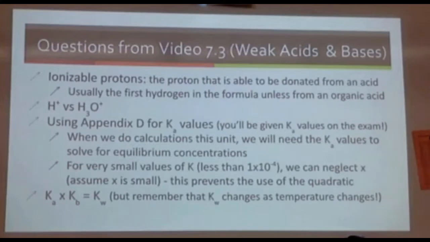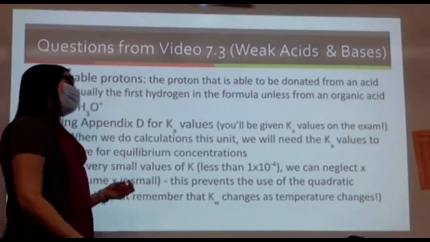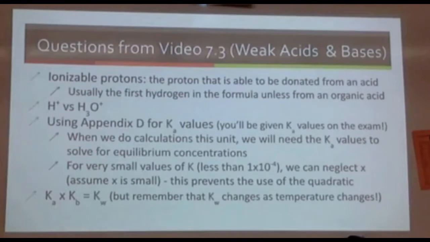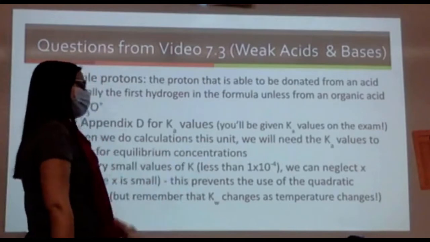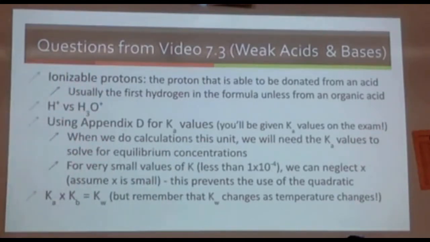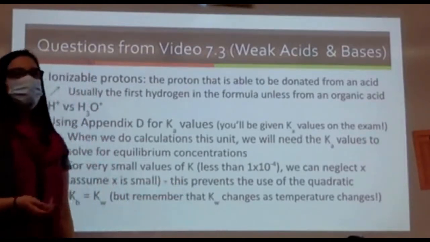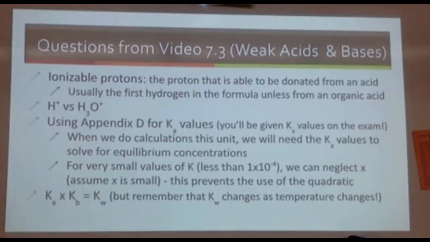When we do calculations this unit, because we're focusing on equilibrium, we'll need Ka values when we want to use ICE tables. That's why Appendix D is useful. If we need to use an ICE table and we need a K, whether it's Ka or Kb, we can use Appendix D. Something we're going to hit on again in examples is when we have very small values of K, something less than 1 times 10 to the negative 4th. We can neglect X. We assume X is small, and this prevents us from using the quadratic formula. We should never have to use the quadratic formula in this unit because we can assume X is small.